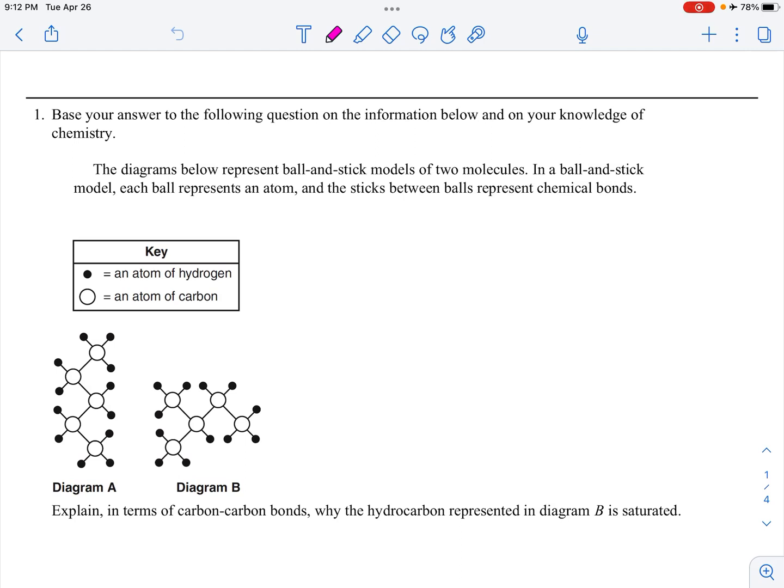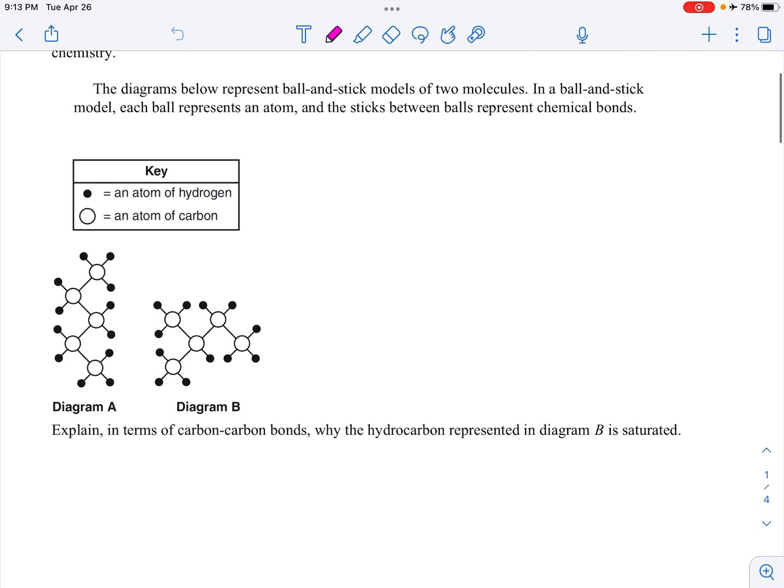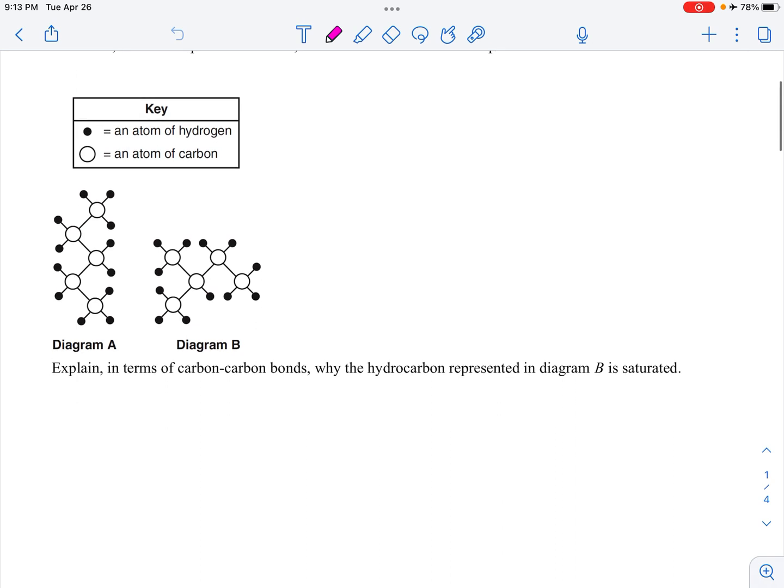Base your answer to the following question on the information below and on your knowledge of chemistry. The diagram below represents ball and stick models of two molecules. In a ball and stick model, each ball represents an atom, and the sticks between balls represent chemical bonds. So the dark circles are hydrogen and the round circles are carbons, okay? So we have two different diagrams. It says explain in terms of carbon to carbon bonds why the hydrocarbon represented in diagram B is saturated.